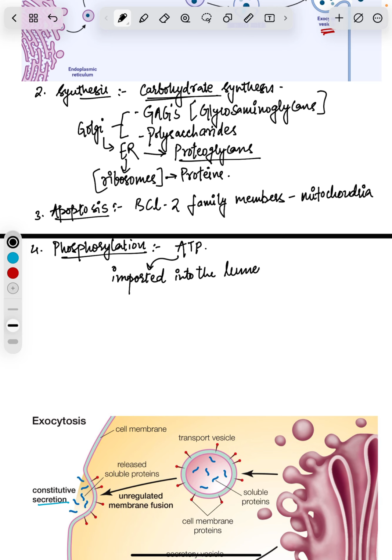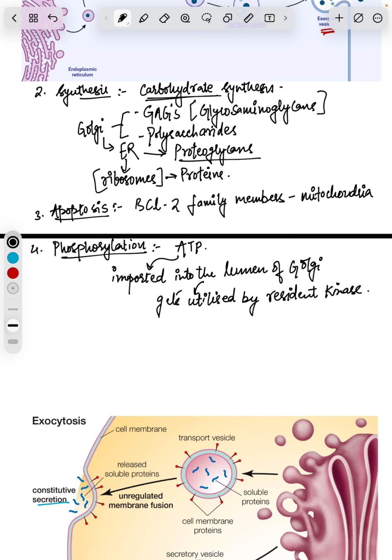of Golgi, which then gets utilized by resident kinases present inside it. And we all know a kinase is an enzyme which is responsible for phosphorylating any molecule it attaches to. So the kinases present inside the lumen of Golgi, examples are casein kinase 1 and casein kinase 2.